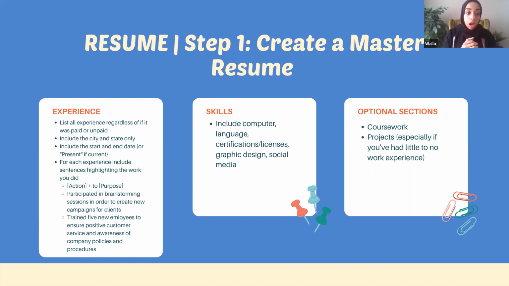It's also really good to add numbers anywhere you can during the experience. So the second example says trained 5 new employees to ensure positive customer service and awareness of company policies and procedures. So again, we're able to pull a number in, we have the action, we trained 5 new employees, and we have our purpose. It was to ensure positive customer service and awareness of company policies and procedures.